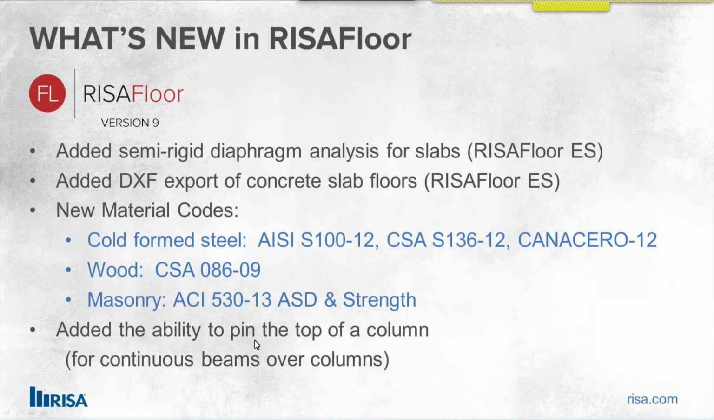All right, so in addition to the elevated slab design features that were added within RISAFloor, obviously we have all of those same material codes that I talked about with RISA-3D. Those are also added in RISAFloor. So new cold form steel, new wood, new masonry, that's all in both of those programs. Another really nice feature that we added is the ability to pin the top of a column. This is really helpful when you're using continuous beams over columns, so you don't want to have a moment transfer because that beam is just running continuously over the top. So you can now pin that column as well.